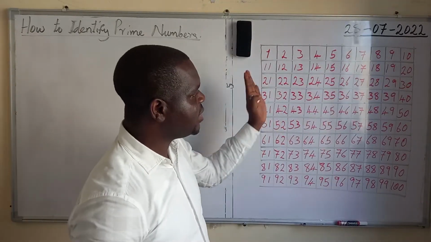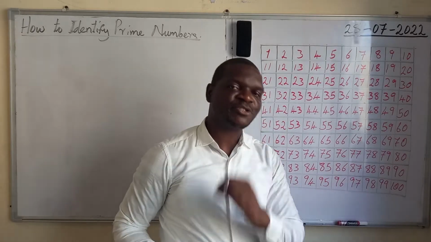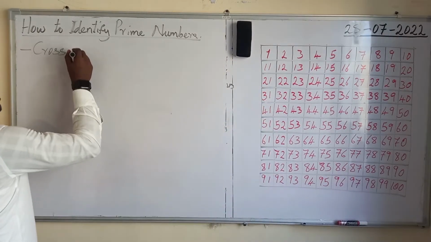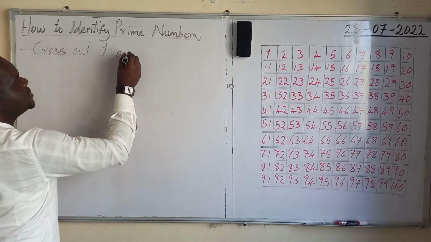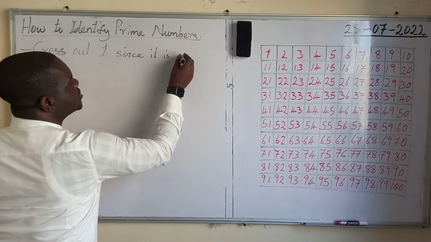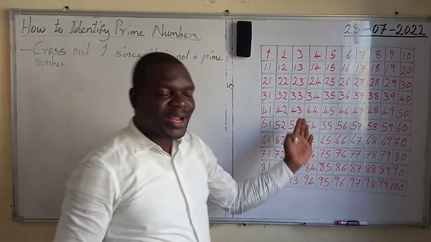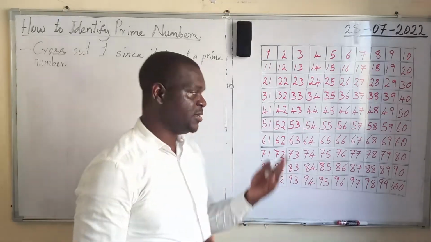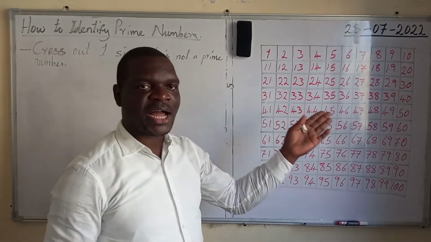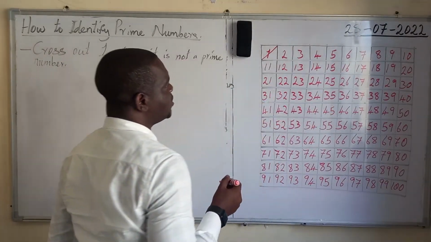Once this is done and the numbers are outlined, the first rule states that we cross out 1 since it is not a prime number. 1 is not a prime number. So as the rule states, we have to cross out 1. Let's just put a line or a bar over it.